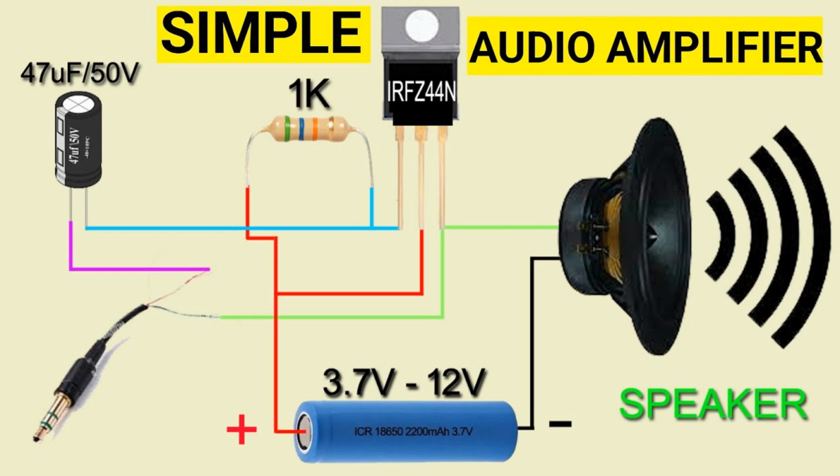Power amplifiers. In audio and RF applications, MOSFETs are used in power amplifiers to drive speakers and antennas. Their high current capacity and fast switching make them ideal for amplifying signals.